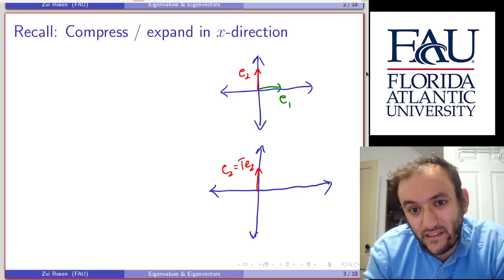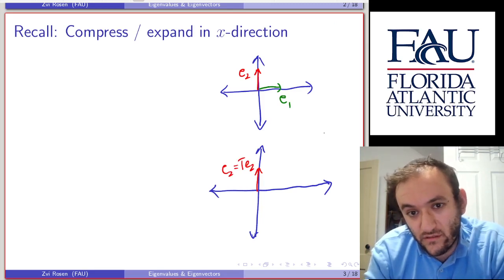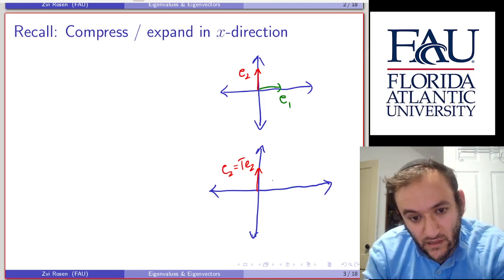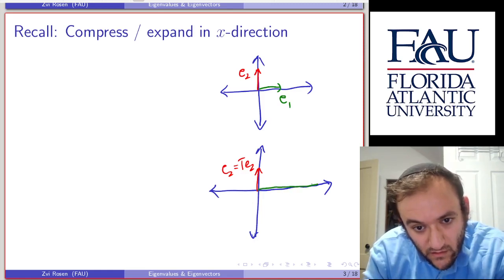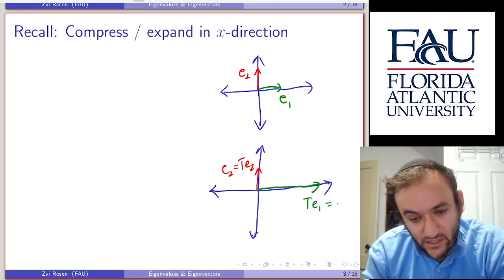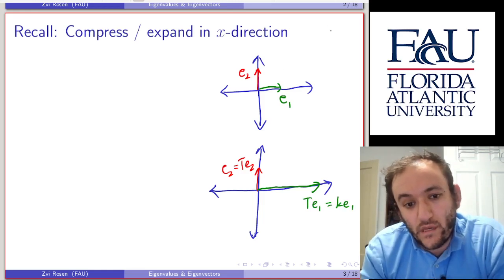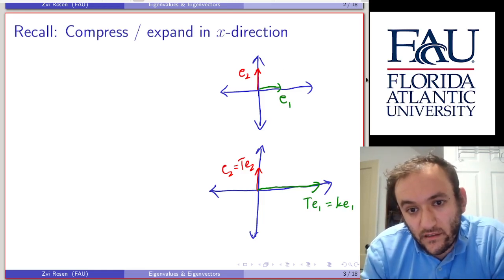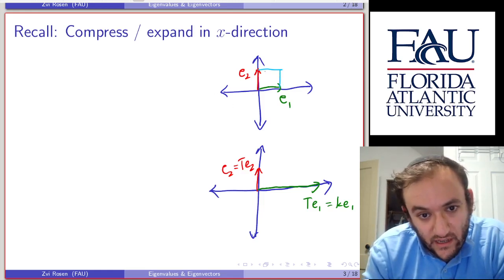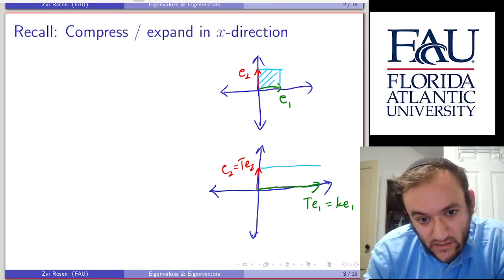Okay. On the other hand, e1 gets stretched. Let's make this a little longer. Okay, so this is T of e1, and it's stretched by some factor k. Okay, so clearly we're looking at a very different output than the input. For instance, this rectangle turns into this rectangle.